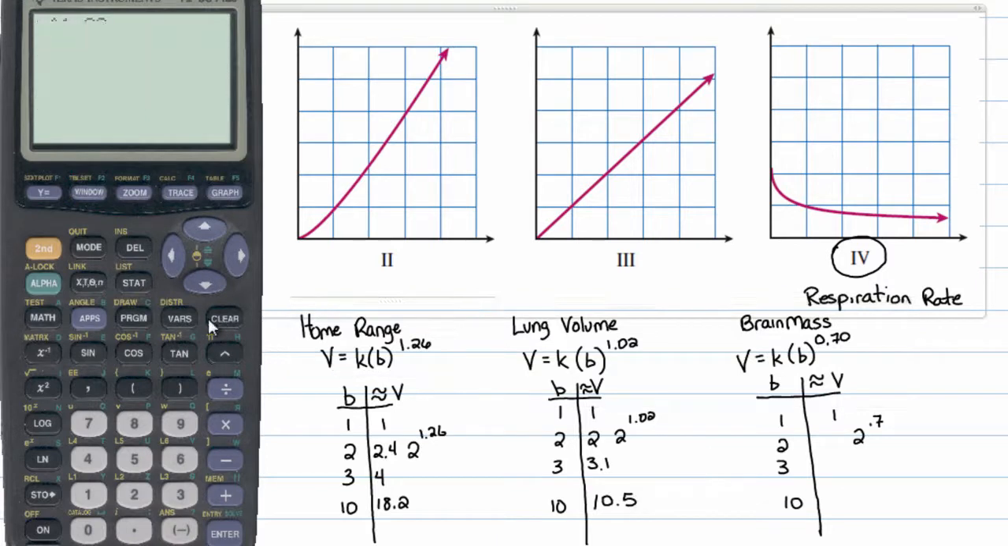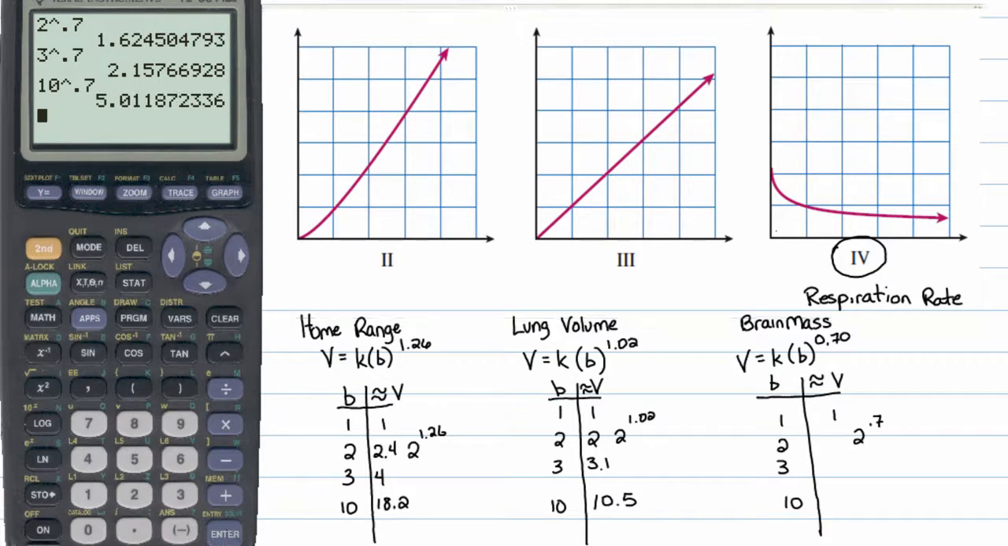So let me clear this out. 2 raised to the 0.7. And then 3 raised to the 0.7. It's just faster for me to type it this way. And then 10 raised to the 0.7. So let's see. A mammal with body mass 2 has a brain mass of 1.6. You increase the body mass again by 1 step, and the brain mass only goes to 2.2. You increase to level 10, and it's only at a brain mass of 5.